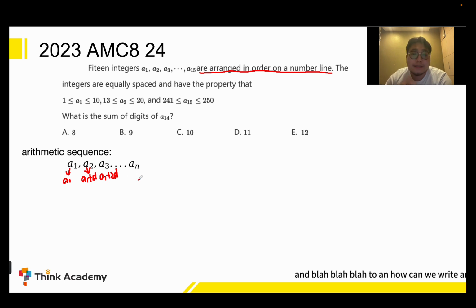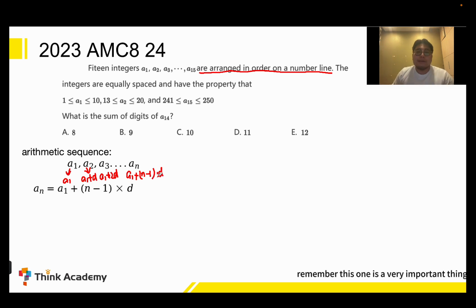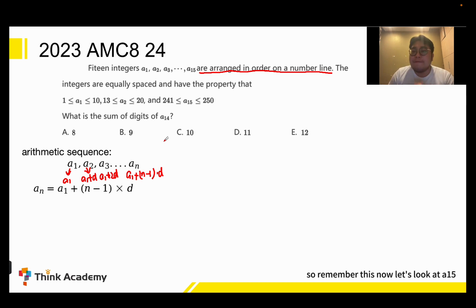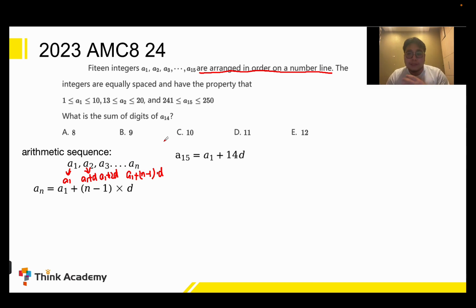How can we write an? Of course, a1 plus how many d? Yes, n minus 1 times d. Remember this, it is a very important thing. I can represent every number in an arithmetic sequence by a1 and d, where n is the position of the number. Now let's look at a15. It should equal a1 plus 14d. Use this formula.